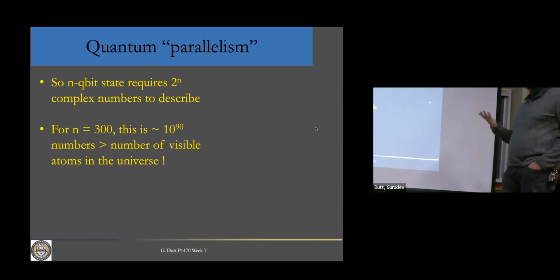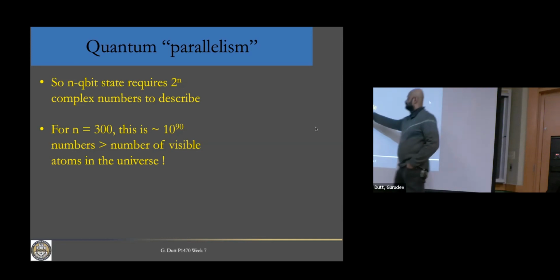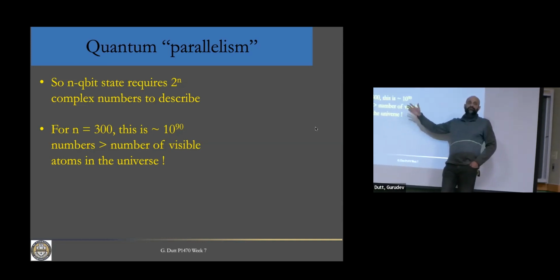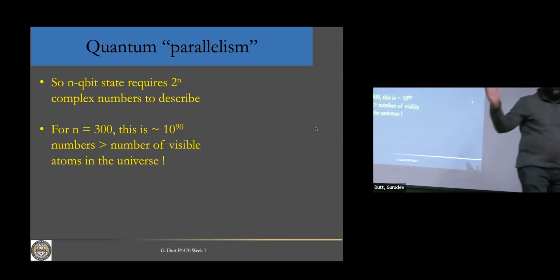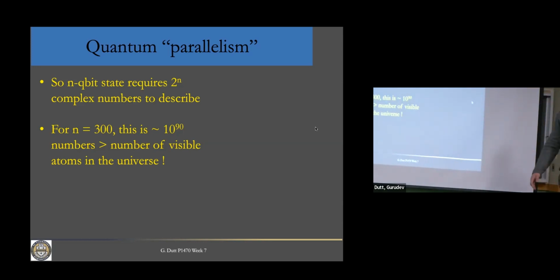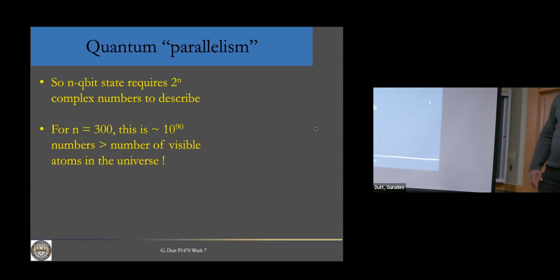Okay, so we have n qubit states, which, as we just saw, requires 2 to the n complex numbers to describe. The C0 up to Cn minus 1 that I was just showing you, that's capital N number of complex numbers, where capital N is 2 to the power n. So for n equal to 300, this will take 10 to the 90 numbers. Just 2 to the power 300, which is greater than the number of visible atoms in the universe. I think it's 2 to the 10 to the 90, but anyway, it's much bigger than the number of atoms in the universe, or visible matter in the universe.